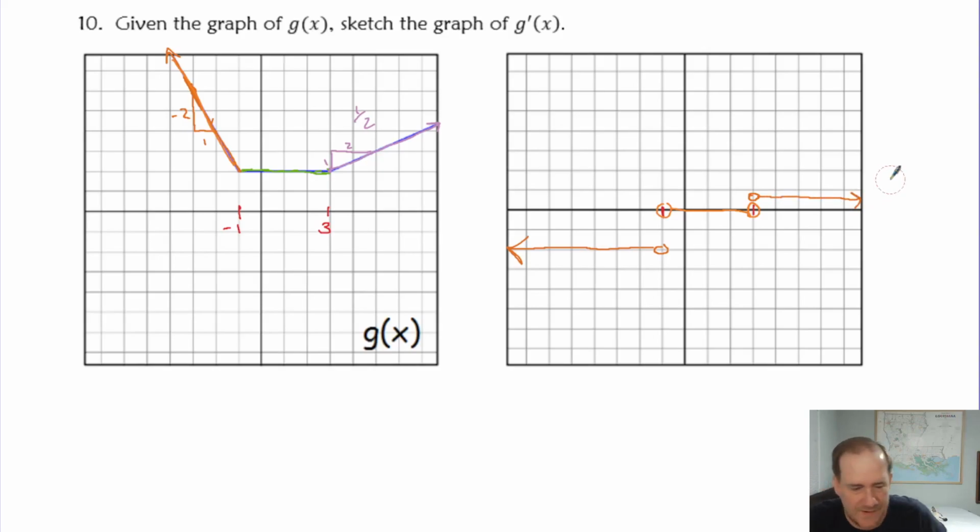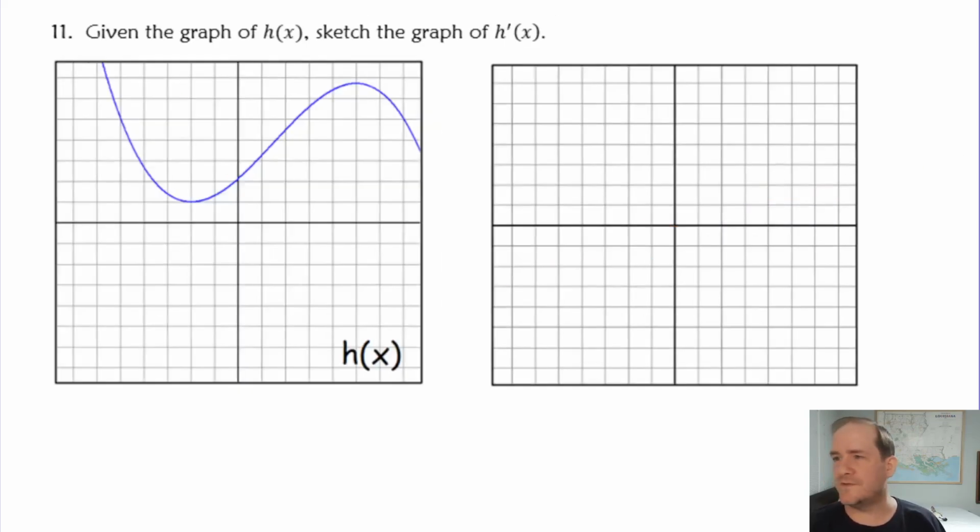But that's it. I think that's sort of one of the easier ones to sketch because you know that when the original function is linear, the derivative will just be constant. It'll just be a bunch of horizontal segments, which, to me doesn't feel so bad. All right, how about this one?